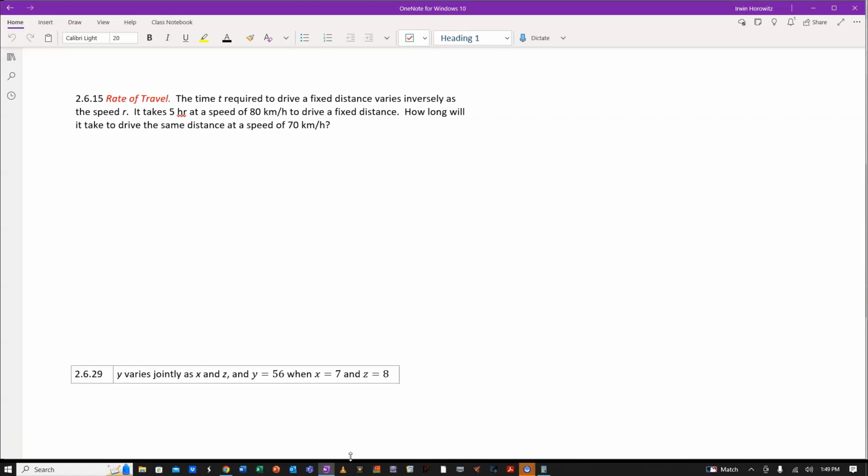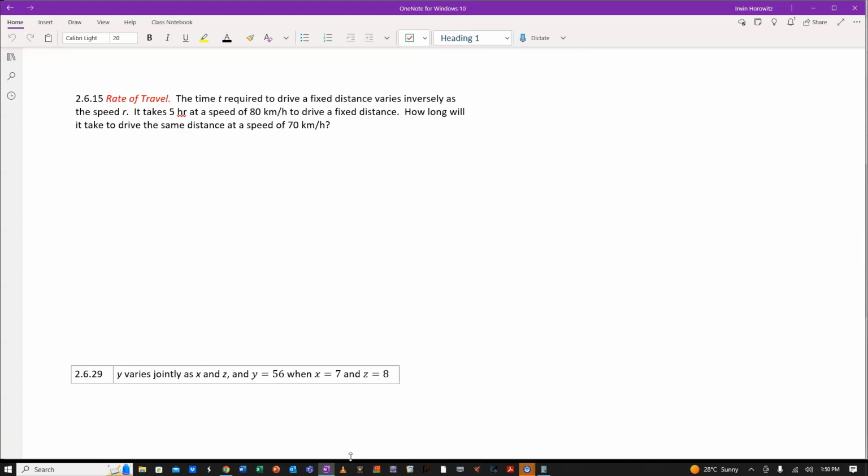It takes 5 hours at a speed of 80 kilometers per hour to drive a fixed distance. The question is, how long will it take to drive the same distance at a speed of 70 kilometers per hour? Note, in a problem like this, it's sometimes beneficial to think about whether your answer should be bigger or smaller than the values that were given in the problem already. If you're going slower, it should take longer in this particular problem, is the basic thought here. So your answer should be greater than 5 hours.